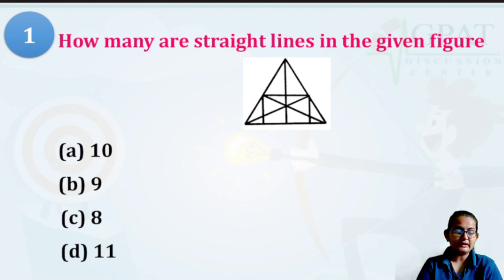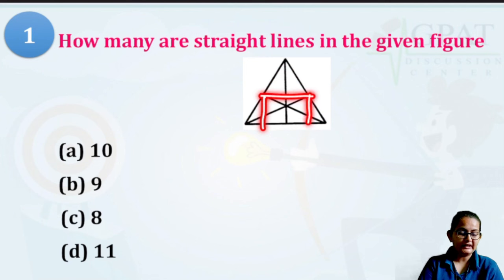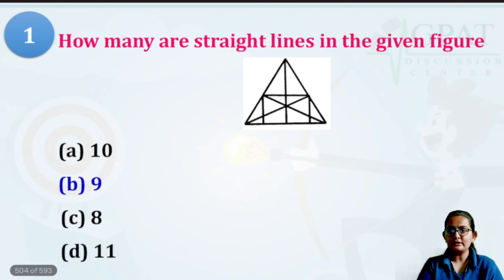How many are the straight lines in the given figure? You have to count the straight lines in this particular triangle. So how many are the lines? Let me check. 1, 2, 3 for the triangle one. Then 3 this side. Then 3 this one. There are a total of 9 straight lines present in this particular figure.